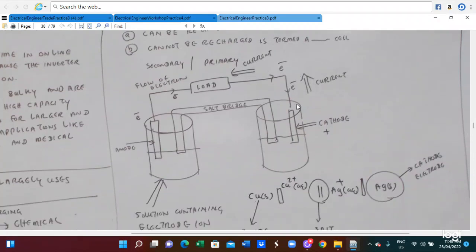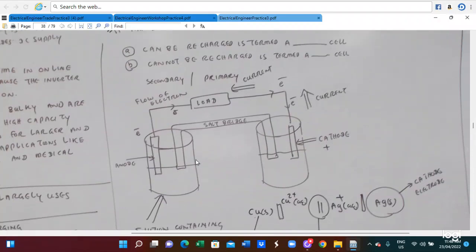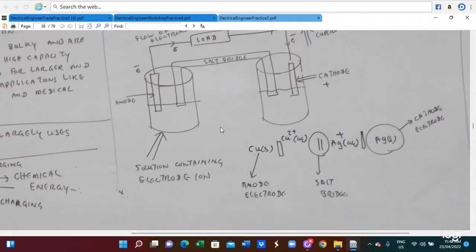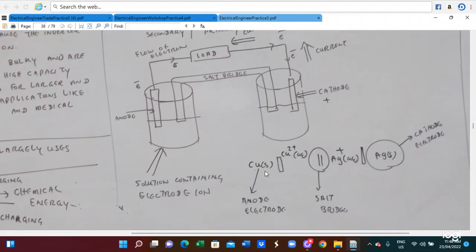Here we need the basic principle of the chemical cell. This is the anode, this is the solvent, and this is the cathode, and this is the current flow. The solution contains the electrodes. The copper is an anode electrode, where copper is deposited. There is a salt bridge, and this is the copper cathode electrode. So this is the charging principle and the chemical equivalent diagram.